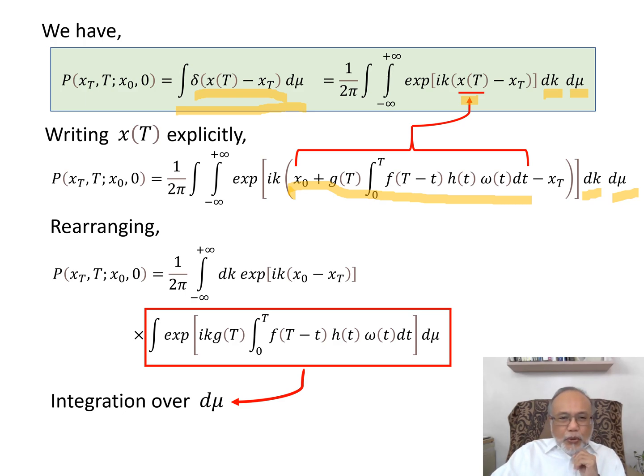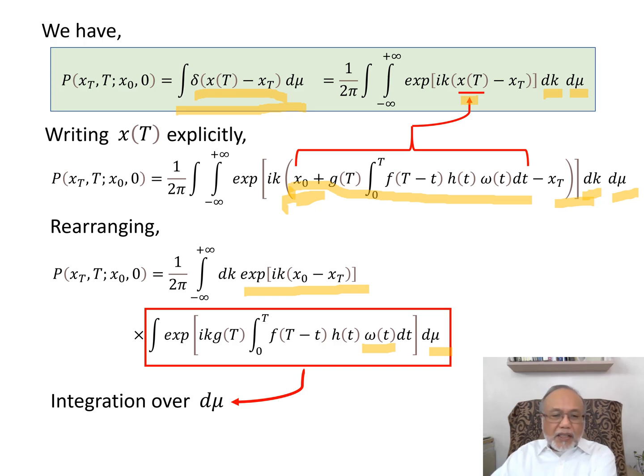But to do this, we first have to separate the terms. I will take out this x naught and x of t and put it here, because this part does not depend on the white noise random variable. I separate all those which depend on the white noise random variable omega, and then I can carry out this integration over the d mu. How can I do that?